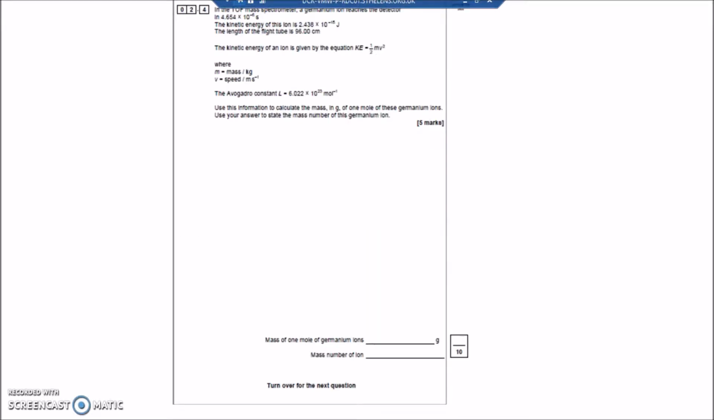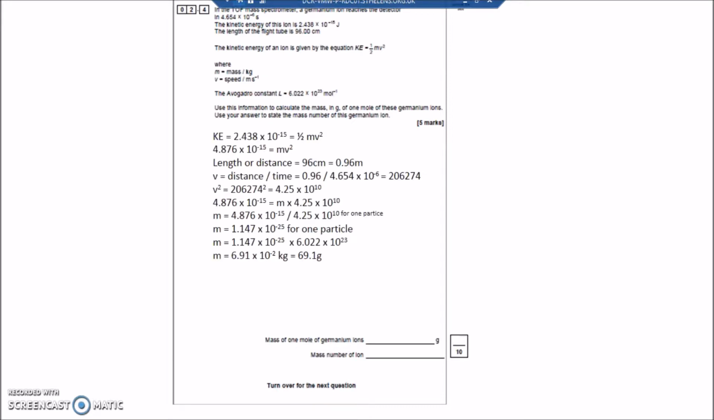2.4. So you've been given a lot of information. In a time-of-flight mass spectrometer, you should know, it's given here, kinetic energy is half mv squared. And the kinetic energy is given to you here, 4.238 times 10 to the minus 15. So that equals half mv squared.